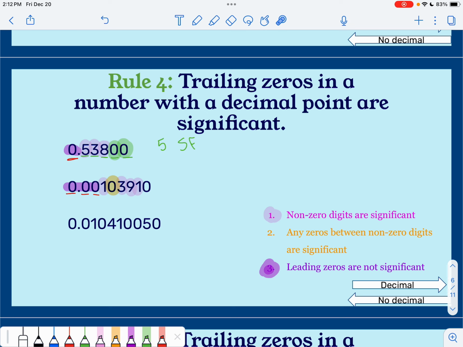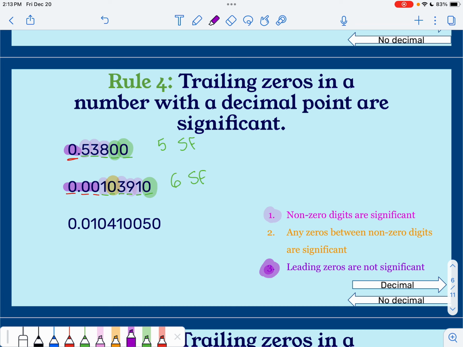What about that last 0? It's trailing again, remember? It is on the end, and there's a decimal point in this number. So this 0 becomes significant. 1, 2, 3, 4, 5, 6. 6 sig figs. Now let's do the last example.